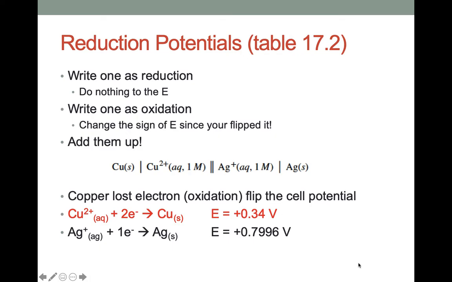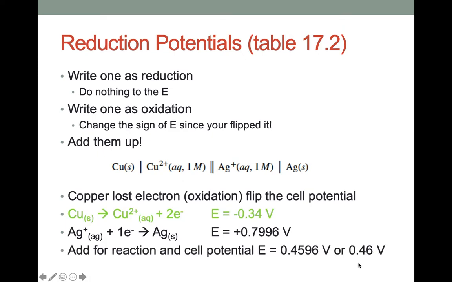In this case, copper lost 2 electrons, and so I'm going to flip that reaction from a reduction to an oxidation because I need to have it as an oxidation, not a reduction. Remember, I have to have one oxidation and one reduction. So if I flip that equation, change the sign of it, and now I add those two together, I would get the cell potential. In the book, they do it slightly differently, and I am going to go through it, but this is the way I was taught, and I think this makes more sense for me.